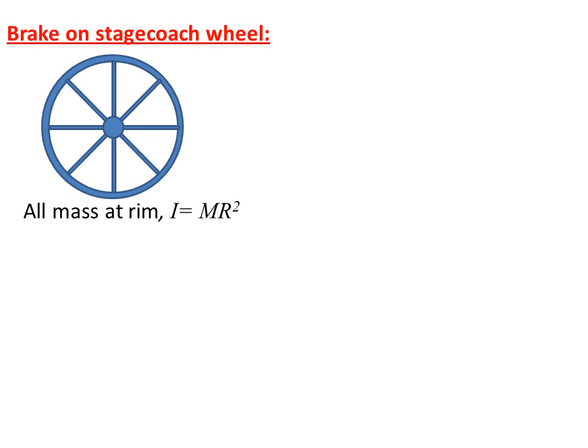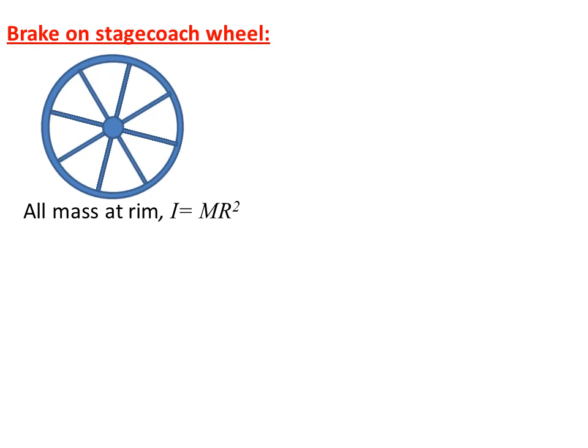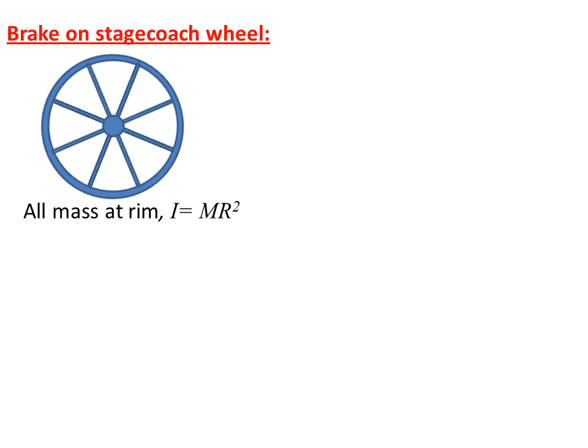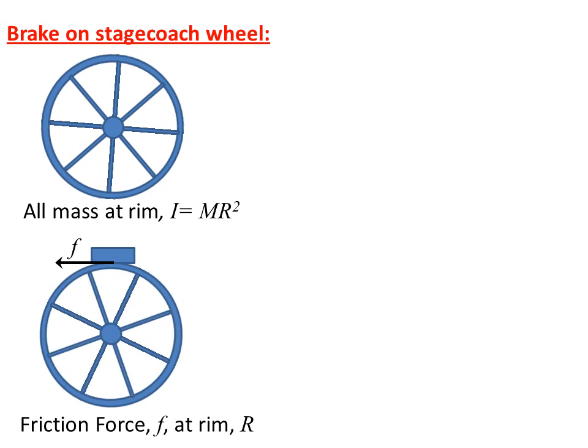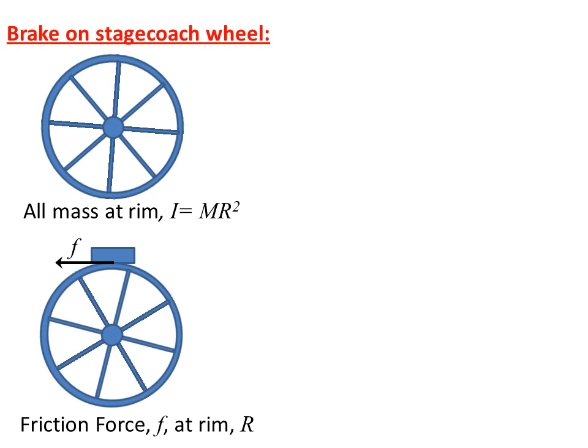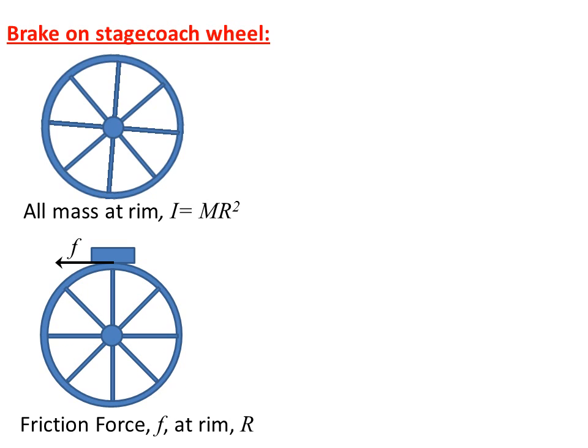Let's look at an example. We're going to look at a brake on a stagecoach wheel. We have a stagecoach wheel that is spinning. All the mass of the stagecoach wheel is at its rim, so its moment of inertia is I equals the mass times r squared. Now to stop the wheel, we're going to take a block of wood and press it against it. So here you see it come to a stop. The frictional force F is at the rim that stopped it, so it's applied at a distance of r from the axis of rotation, the radius of the wheel.